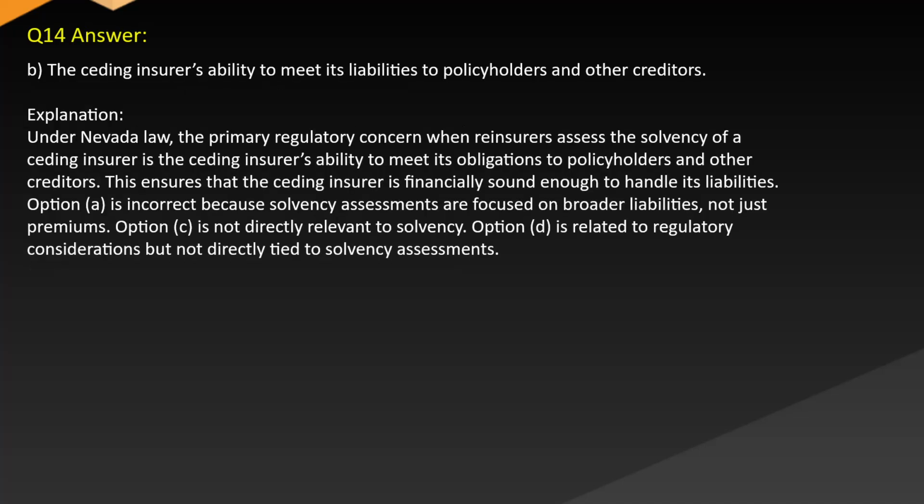Answer: B. The ceding insurer's ability to meet its liabilities to policyholders and other creditors. Explanation: under Nevada law, the primary regulatory concern when reinsurers assess the solvency of a ceding insurer is the ceding insurer's ability to meet its obligations to policyholders and other creditors. This ensures that the ceding insurer is financially sound enough to handle its liabilities.